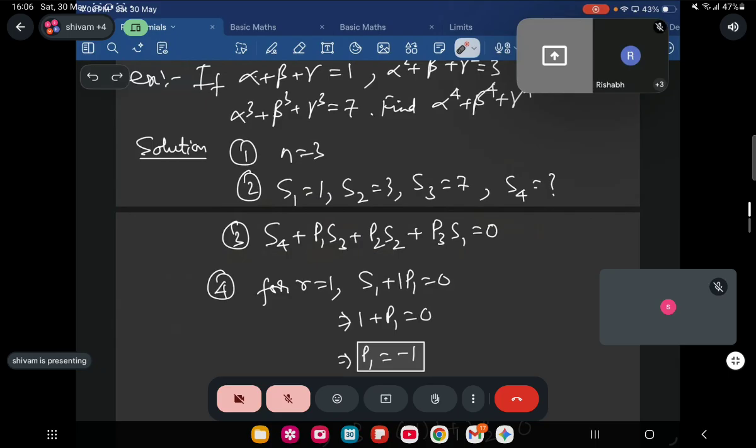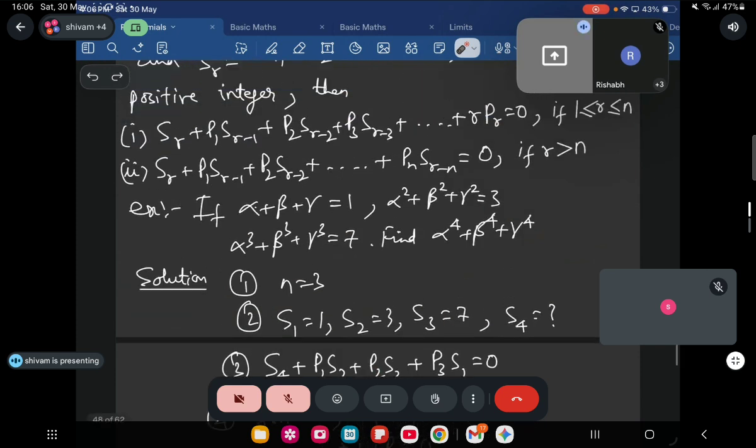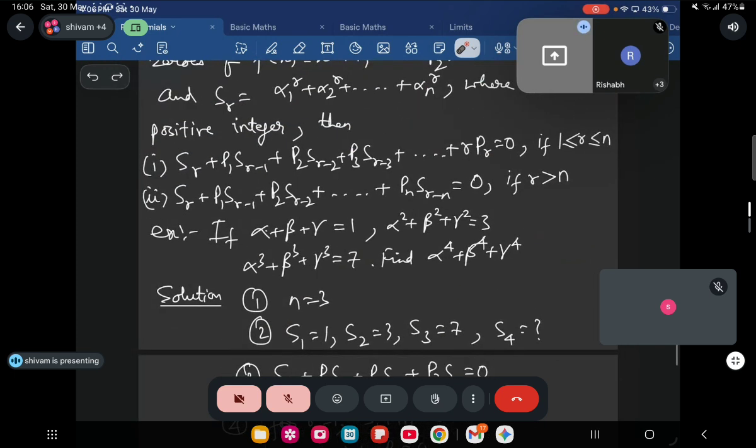Yes, sir. Okay. Now, you know the value of S3, S2, and S1, but you need to find out the value of P1, P2, and P3. So, how will you get P1, P2, and P3? For R equal to 1, you will get the value of P1. For R equal to 1, we need to follow which equation? First one or the second one? Tell me. For R equal to 1. So the first one.